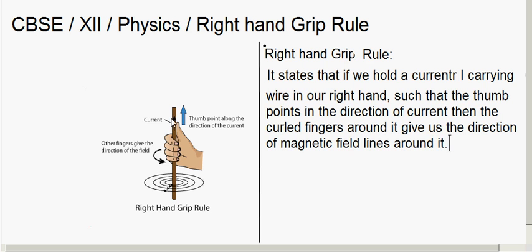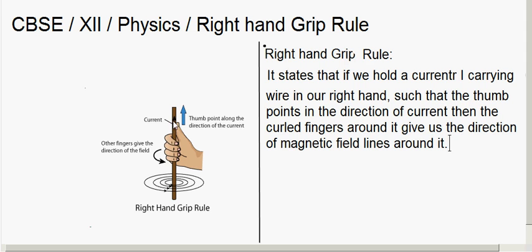Now, you have a conductor, and let us say that conductor carries a current I. Here in this figure, this is the conductor, and the current direction is also shown. Hold this conductor in your right hand as shown in this figure, such that the thumb points in the direction of current. Then the other four fingers, which are curled around the conductor, give us the direction of field lines around it.